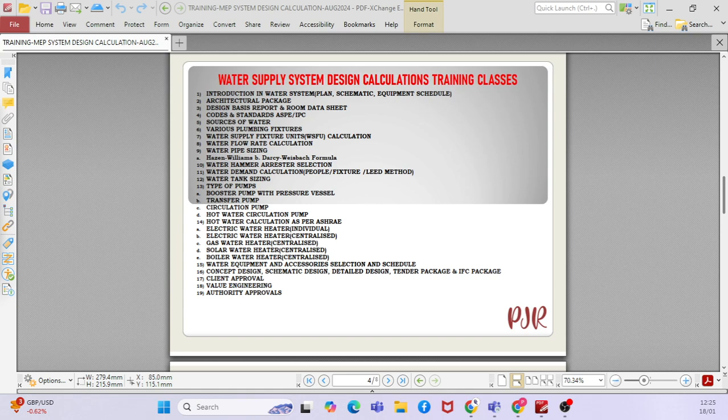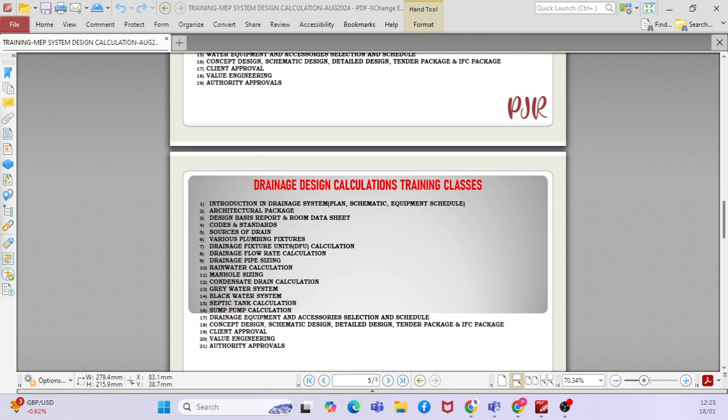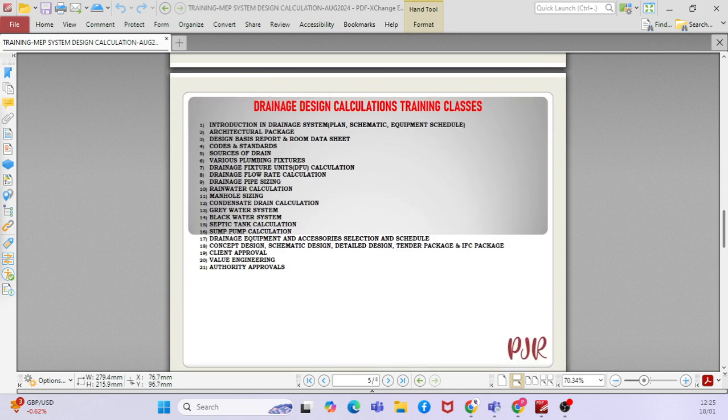So that we will do in detail, right? Then after that, there is the drainage design calculation. So what is drainage? Whenever you use the water, the water will get drained. So that drain, how will you do it? Through the floor drain, through the shower, through the WC or through the urinal, whatever it is.